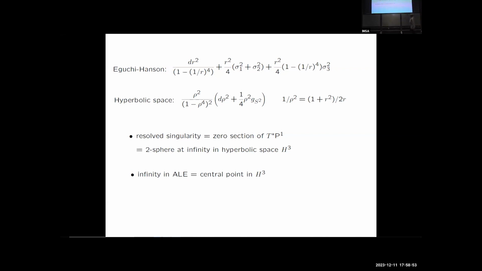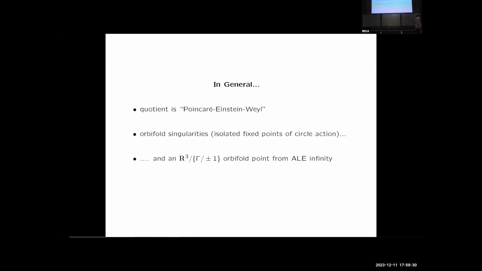One is that the resolved singularity is now the zero section of this cotangent bundle, and that becomes the two-sphere at infinity in hyperbolic space. What happens to infinity in the ALE space? Well, that just becomes a distinguished point in the hyperbolic two-sphere. So this two-sphere, which is finite in the ALE space, becomes infinite in the Einstein-Weyl space. And so what happens in general?